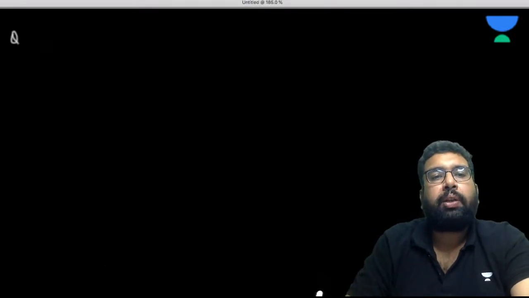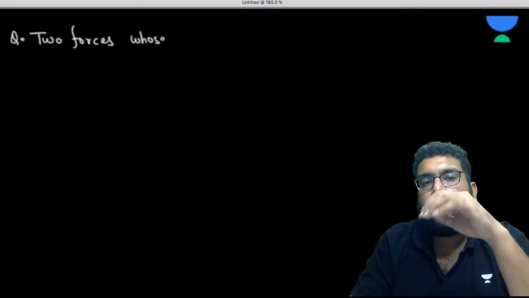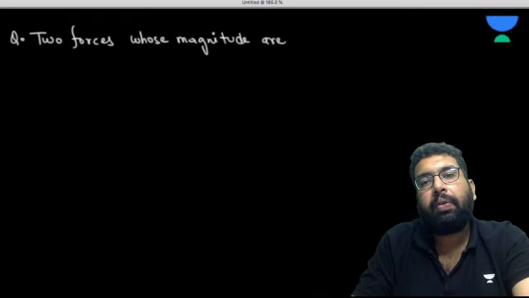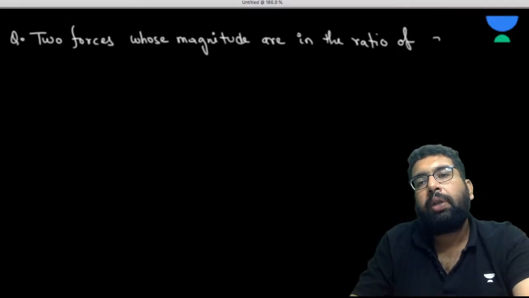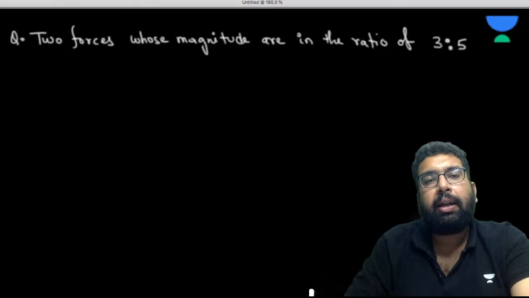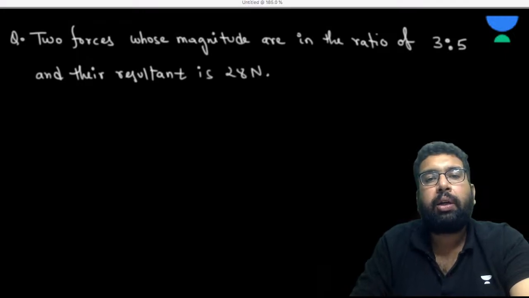Let us suppose there are two forces whose magnitude are in the ratio of 3 is to 5, and their resultant is 28 Newton.